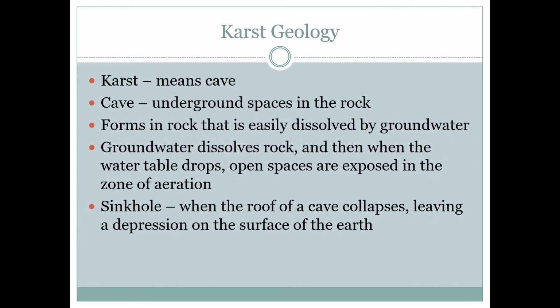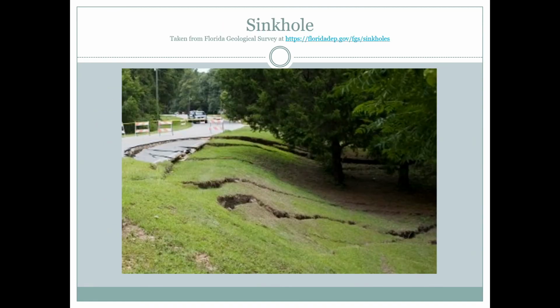So that's what bullet number 4 is about. Groundwater dissolves rock, and then when the groundwater table drops, open spaces are exposed in the zone of aeration. A sinkhole is just simply when one of these caves underground collapses and leaves a depression at the surface of the earth. This is an example of a sinkhole.